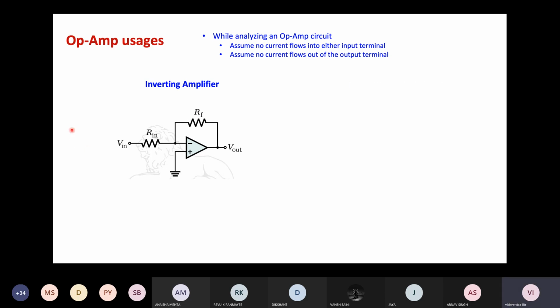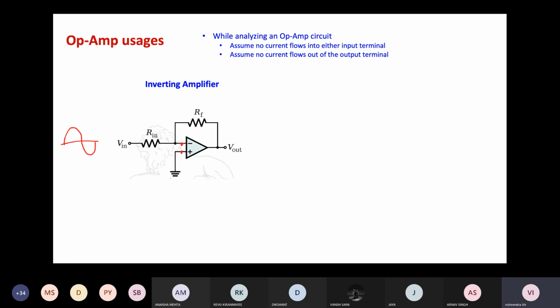So if there is an AC input here, what would be the output voltage? So amplified and inverted. Yeah, and why do you think so? So for example, if this is the input voltage, please remember these 3 points. 2 points are: no current flows inside the triangle, and no current flows outside the triangle. The third point is that the voltage at these 2 points is always the same.